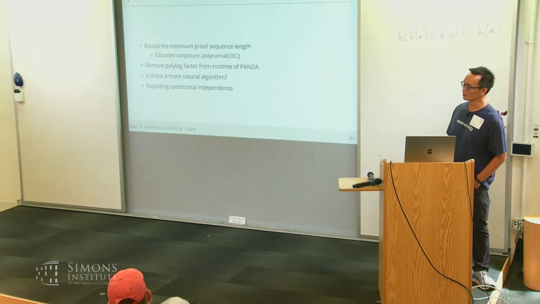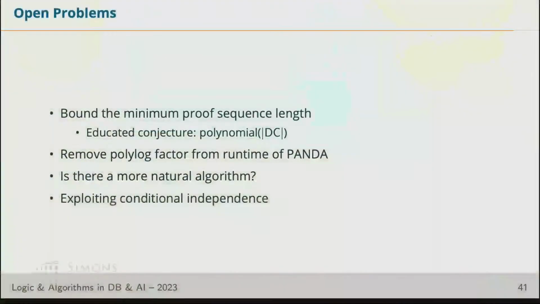So here are some open problems along that direction. As I mentioned earlier, the proof sequence length is still kind of terrible. And then, in the actual algorithm, we have some steps that are not as clean as I would have you believe. And there's a humongous polylog factor. You can argue that maybe there could be a more natural algorithm than Panda. And then there's a conditional independence constraint that may actually break Panda too. And this can bring the bound even down below the polymatroid bound.